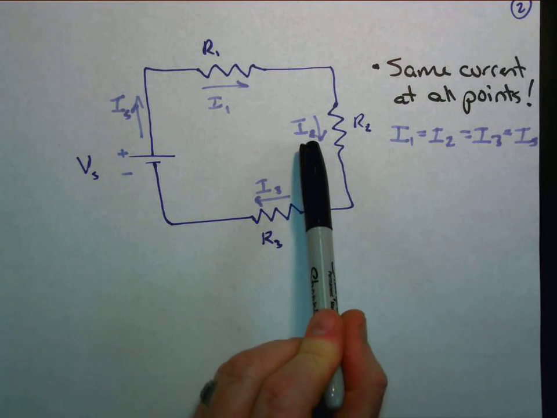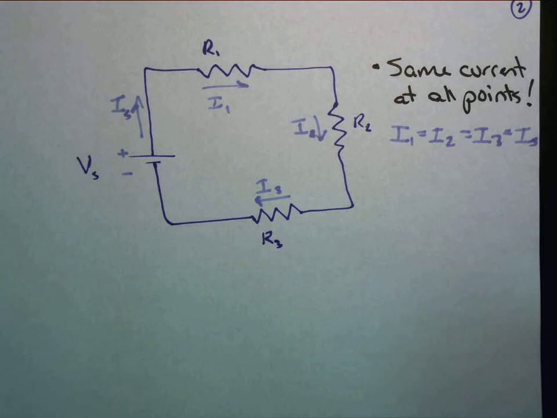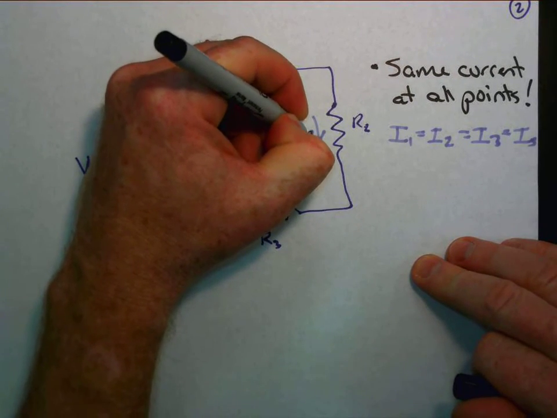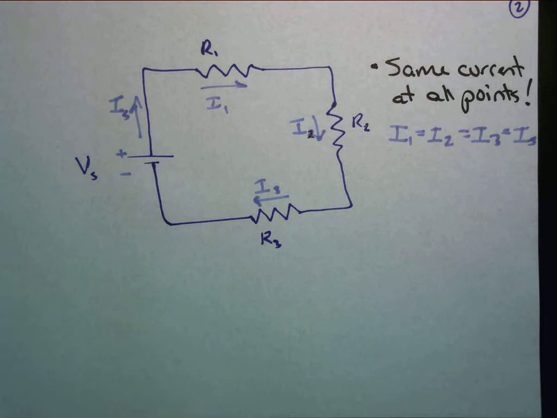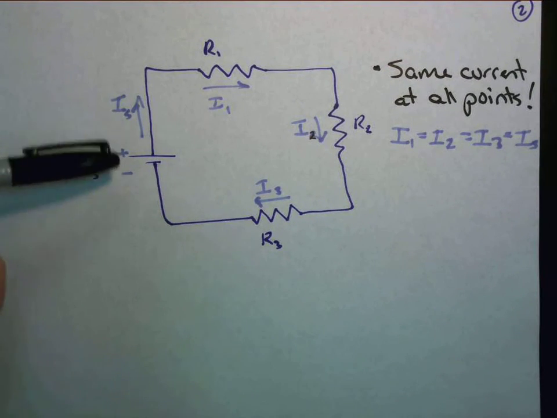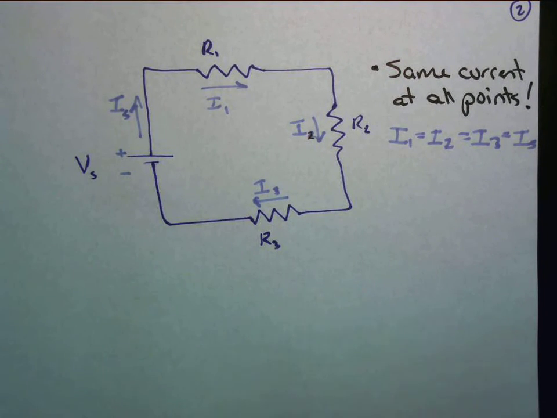Oh, my 2 looks like a blob now. Wow. Sorry about that. Now, current is not used up. The current is the same everywhere. The same amount of current that's leaving the battery is the same amount that returns to the battery. Those charges are not used. The energy that they carry is used. And so we have to talk about that.